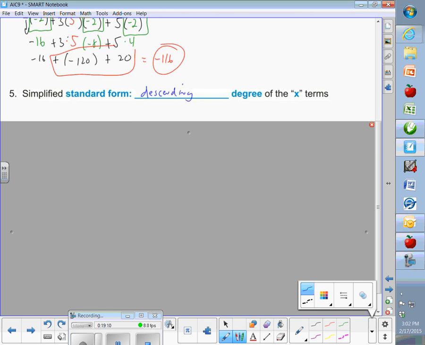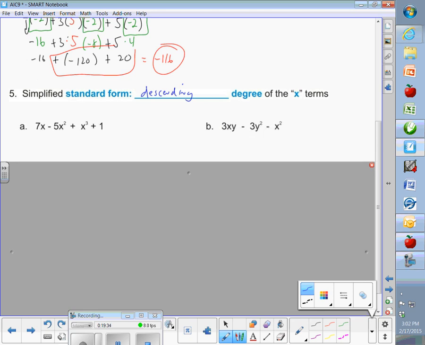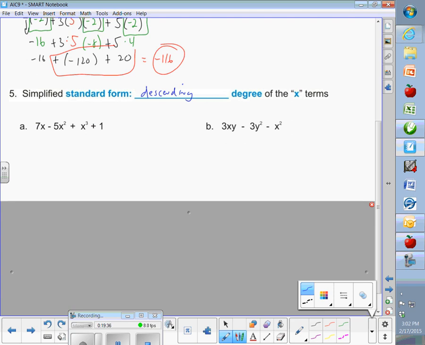Now, I say the x terms. It's really alphabetical order, but we're almost always dealing with x's and y's, or x, y, and z, and therefore I say the x terms. Technically, it's alphabetical order, but again, most of the time we are going to be dealing with x's and y's, etc. Okay, let's apply this here in a couple examples.